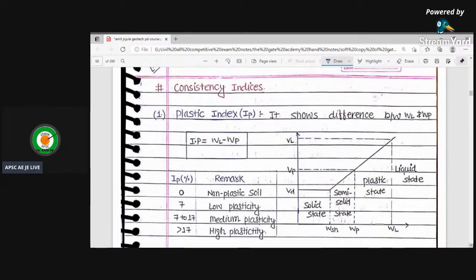Next, consistency index. Consistency index, we have plastic index. It is a very important formula. Plastic index shows the difference between WL and WP. So IP is nothing but WL minus WP. Okay.